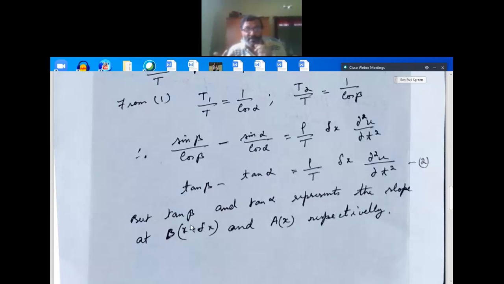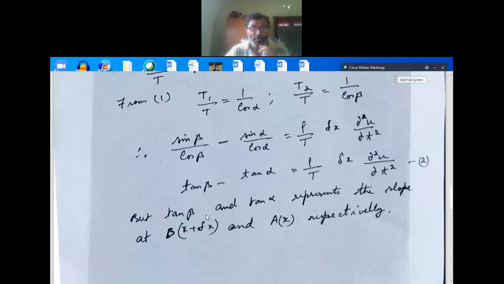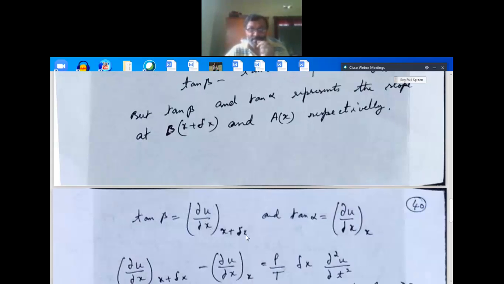Tan beta and tan alpha, we know from the definitions that they are defined to be the slope. Beta is the angle made at the point B with the horizontal. Alpha is the angle made at the point A with the horizontal by the tensions. So tan beta is applied at the point B, x plus delta x. Tan alpha is applied at the point A, x. And when it is slope, the definition is dy by dx, but here it will be dou u by dou x. So tan beta is dou u by dou x at the point x plus delta x, and tan alpha is dou u by dou x at the point x.